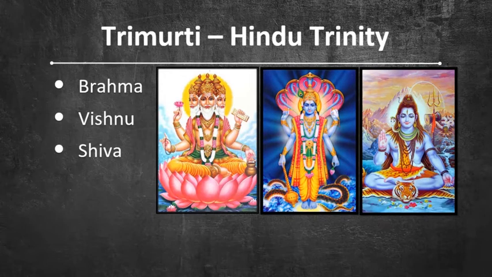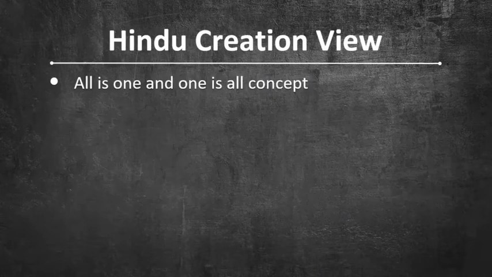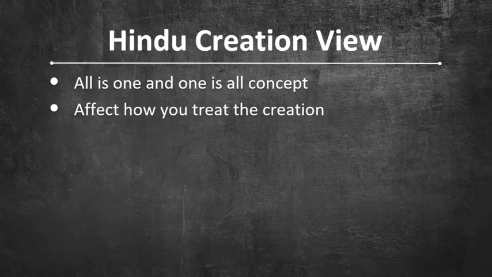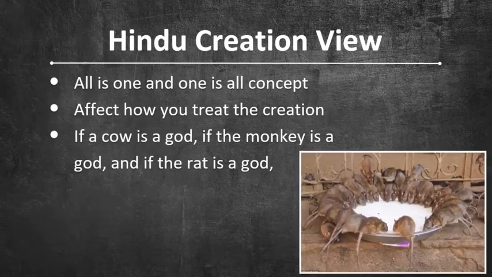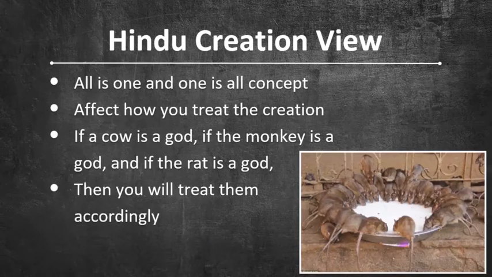So you have creation, making creation into higher forms. They believe in reincarnations and different creations in the future. So the Hindu creation view, all is one and one is all concept. So this would affect how you treat the creation, right? I'll give an example. If a cow is God and a monkey is a God, and if a rat is a God, then you would treat them differently.